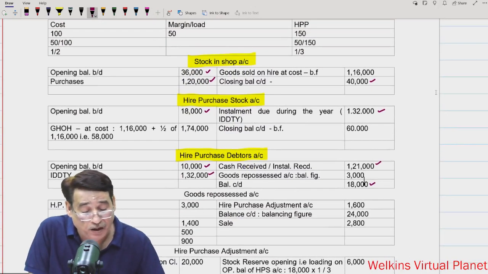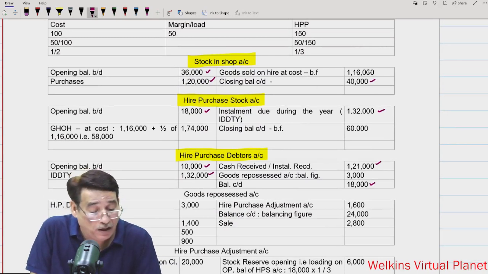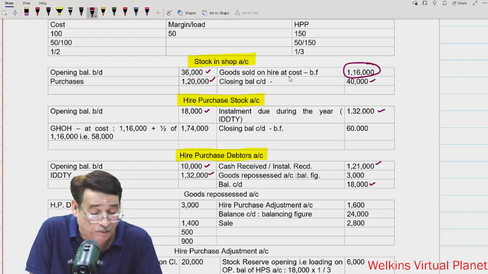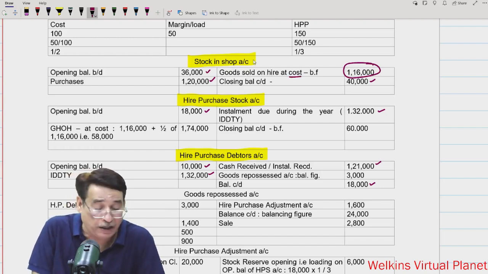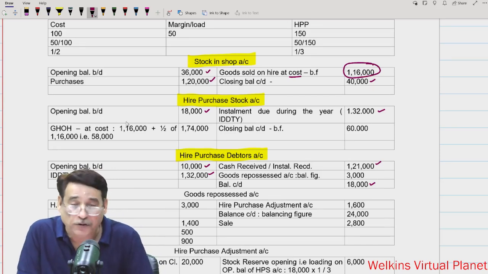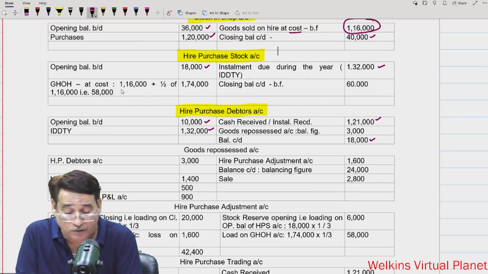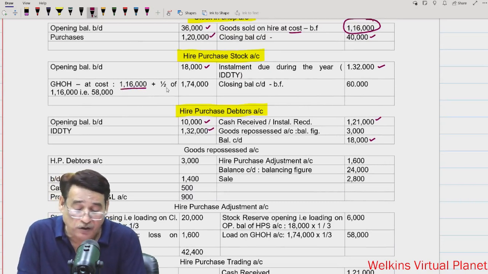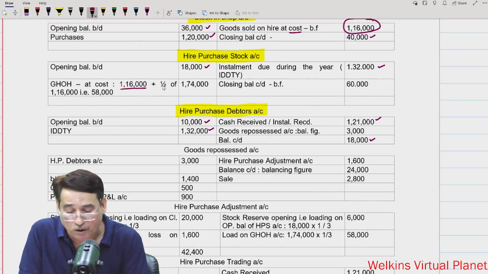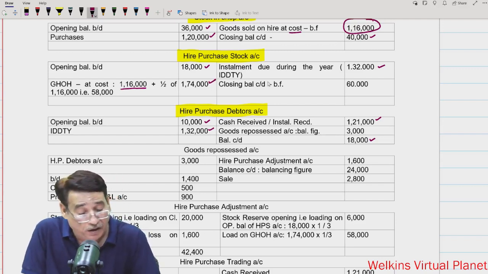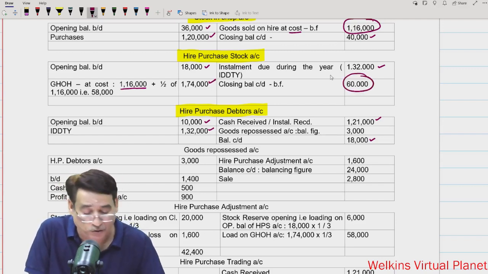First of all, I will prepare a stock in shop account, and of course I will get this as balancing figure, but it will be known as goods sold on hire but at cost. Very important, because this account is always prepared at cost price. So when you are going to post it to the hire purchase stock account, you will write goods sold on hire at cost 1,16,000, and you will add the margin on cost, that is 1/2 of 1,16,000, 58,000. So your goods sold on hire will be 1,74,000. Now you will balance this account, you will get the closing balance.